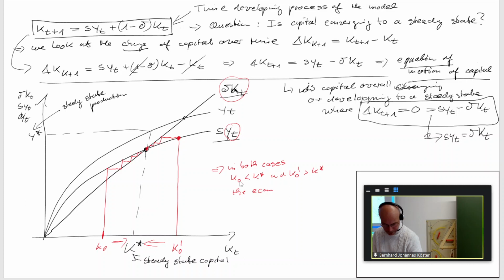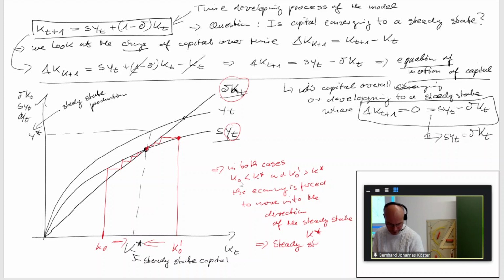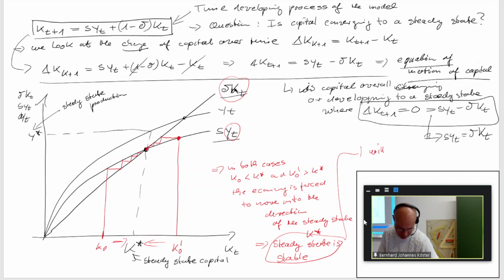The economy is forced to move into the direction of the steady state K star. The steady state is stable and therefore will be the long-term production level within the economy.